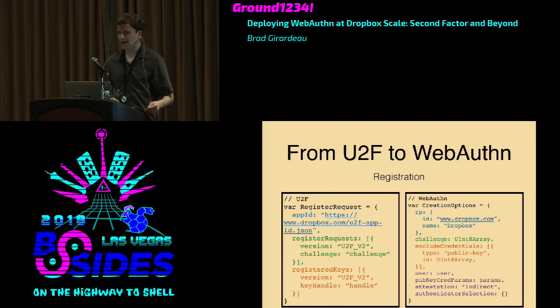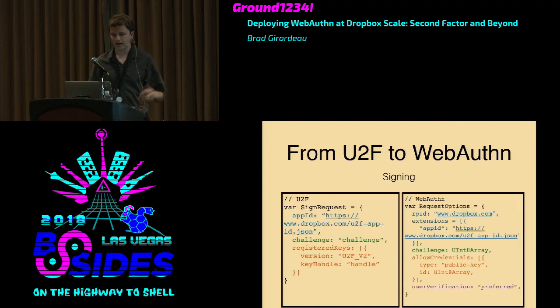You have some credentials. And then you have a lot of new options. That's the part in purple. So we'll talk about some of those a little later. Signing, also pretty comparable. One new option at the bottom there is user verification.